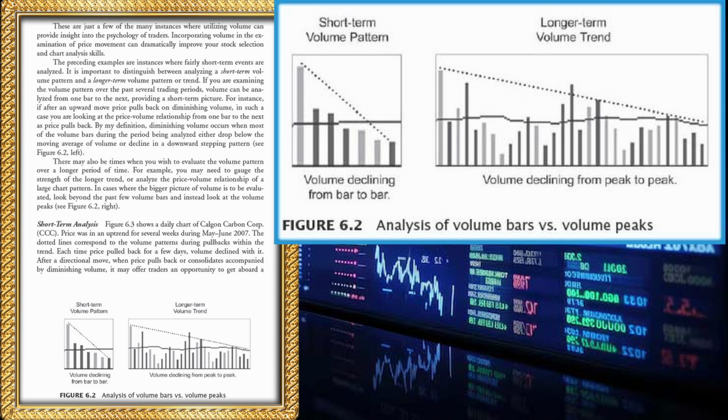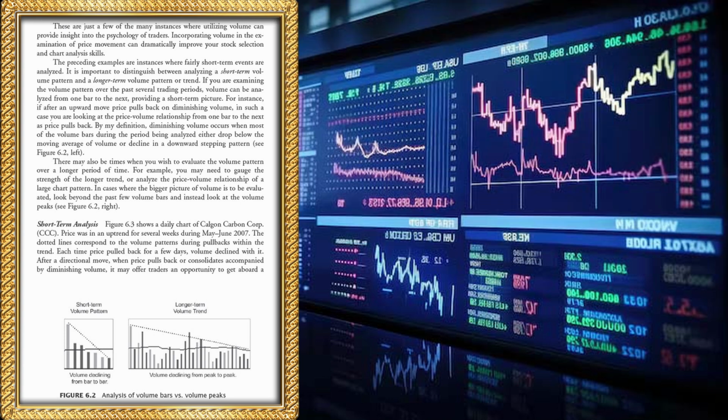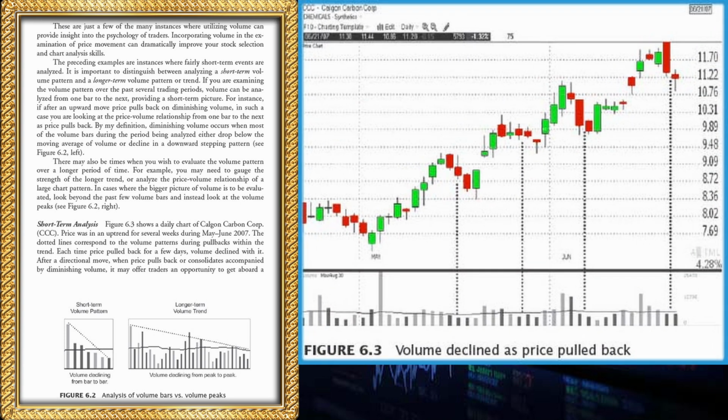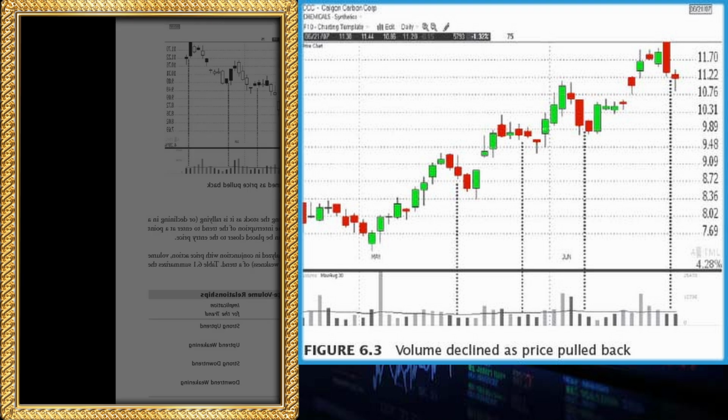See Figure 6.2 right. Short-term analysis. Figure 6.3 shows a daily chart of Calgon Carbon Corp. (CCC). Price was in an uptrend for several weeks during May to June 2007. The dotted lines correspond to the volume patterns during pullbacks within the trend. Each time price pulled back for a few days, volume declined with it. After a directional move, when price pulls back or consolidates accompanied by diminishing volume, it may offer traders an opportunity to get aboard a trending stock.